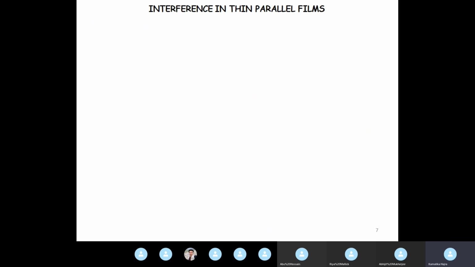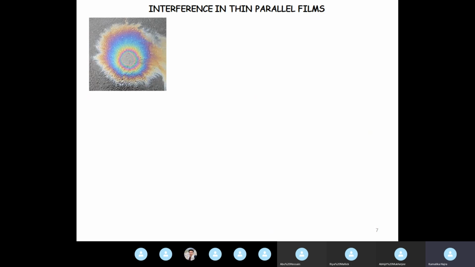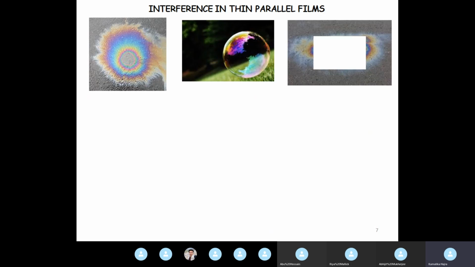where interference happens not by division of wavefronts but by division of amplitude. And I showed you some beautiful pictures which we often see in our daily lives, on the road, and in air bubbles. I claimed this happens due to interference in thin parallel films, and the fact that what I said is true will be established today.